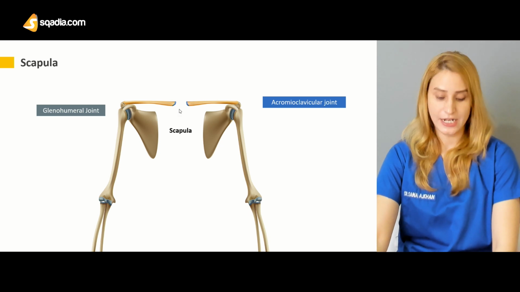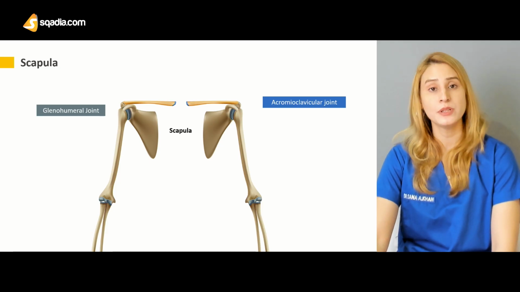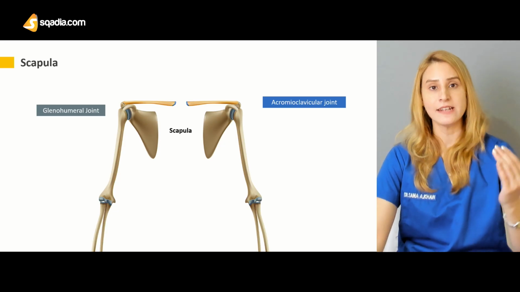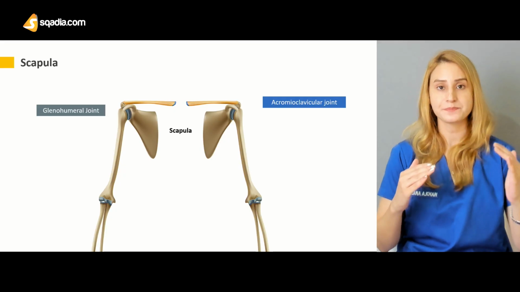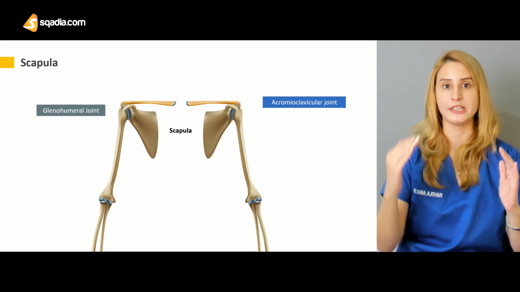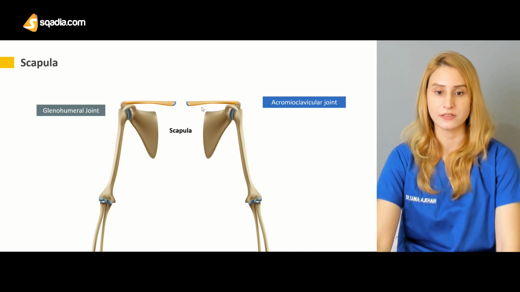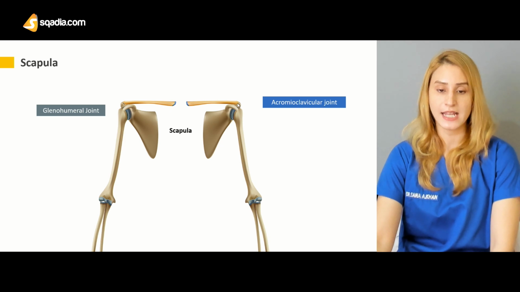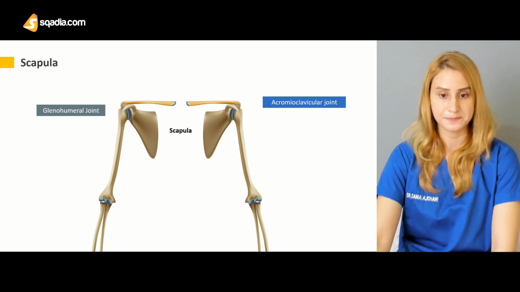So you can see the articulation here. This is the acromion process of the scapula, which is on the posterior surface. Let's make a hook, like the spine is making up the hook. The lateral end makes up the acromion process, and this acromion process is attaching to the clavicle. You can see here the clavicle, and the lateral end of the clavicle attaches to the acromion process of the scapula, making up the important acromioclavicular joint.